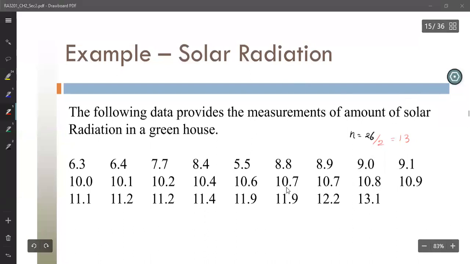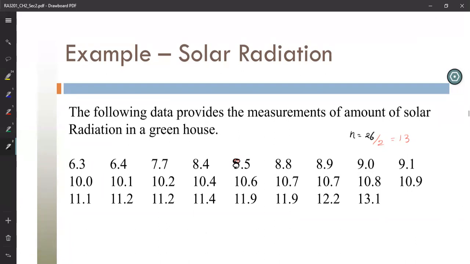Is this ordered? Oh, there is one. It should be 8.5. Okay. Thank you for pointing out. This 5.5, it is actually 8.5. Okay. Not 5.5. Right. Any other misprints? I guess no. Okay. Right. So where's 13?